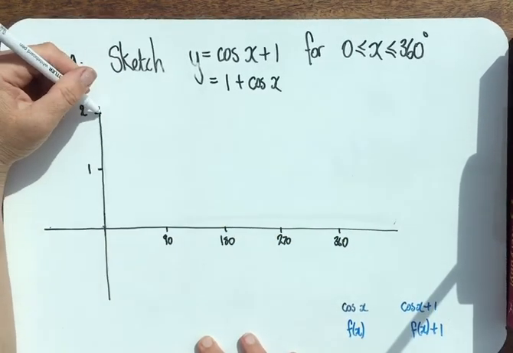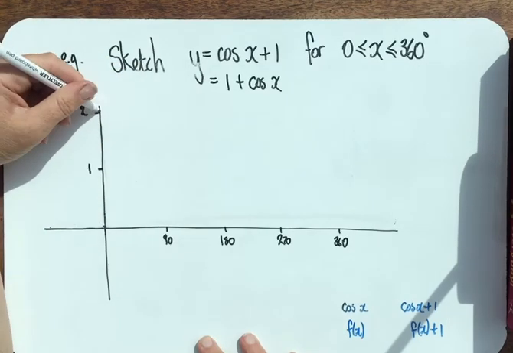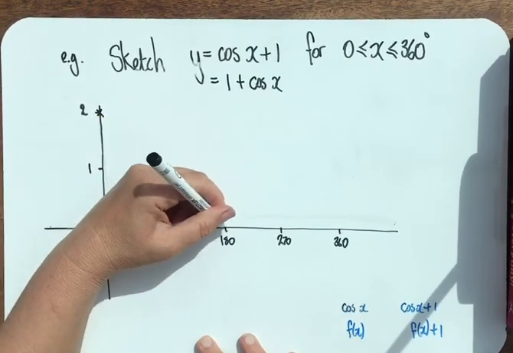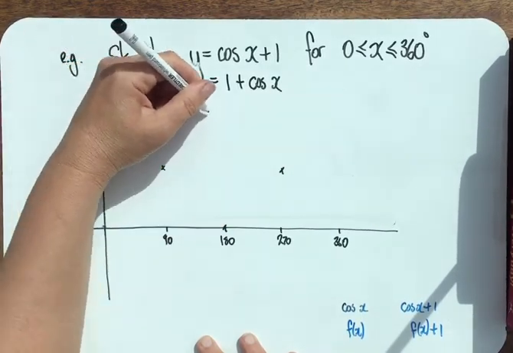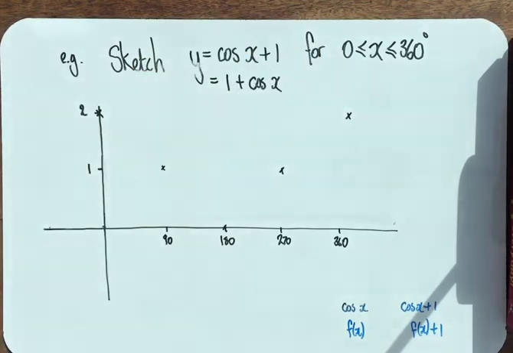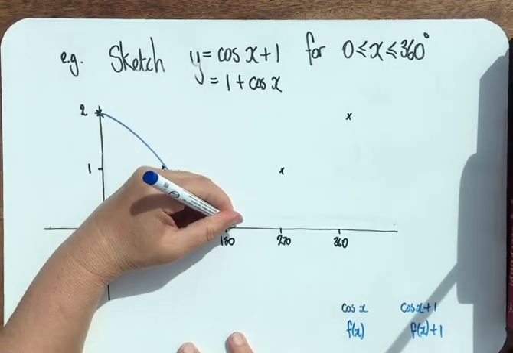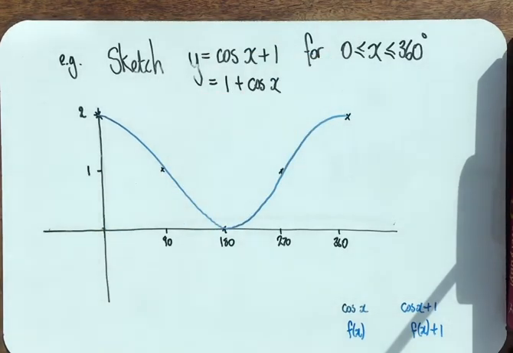So at 0, rather than being at 1, I'm going to be at 2. 90 will be at 1. 180, 0. 270, and then 360. And so cos curve down, round, back up to there. So that's the first 360 degrees of y equals cos x plus 1.